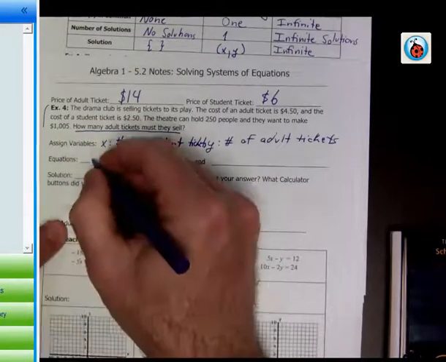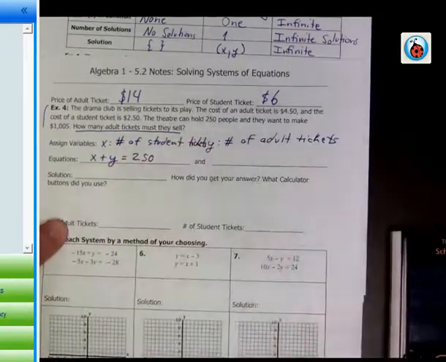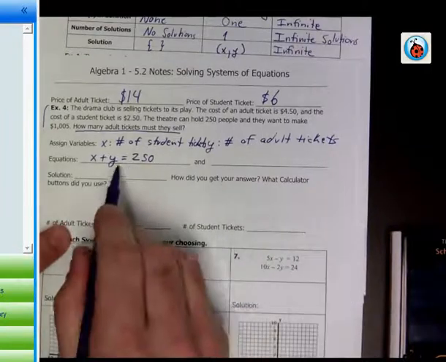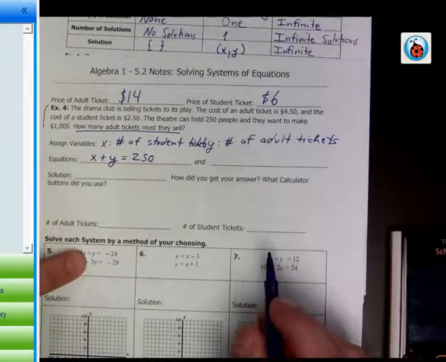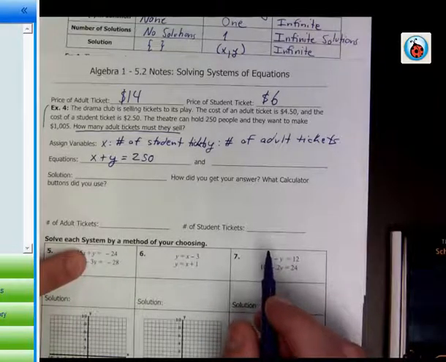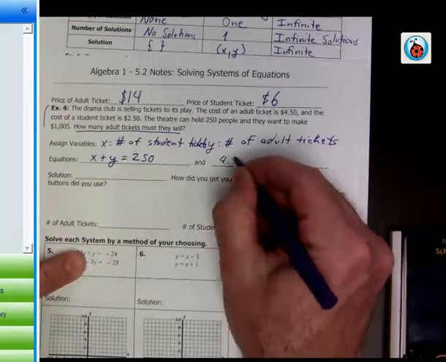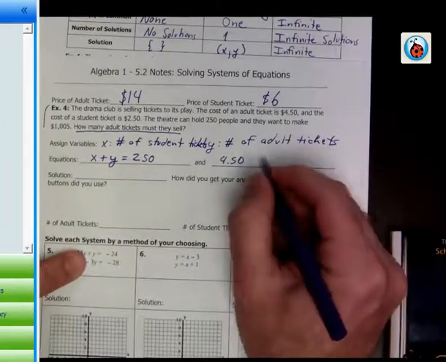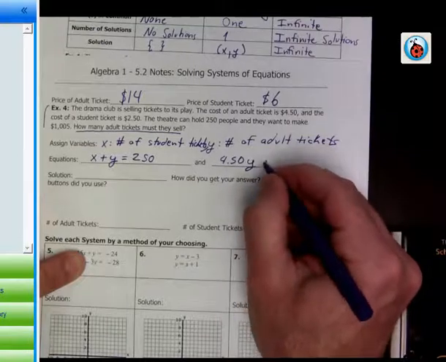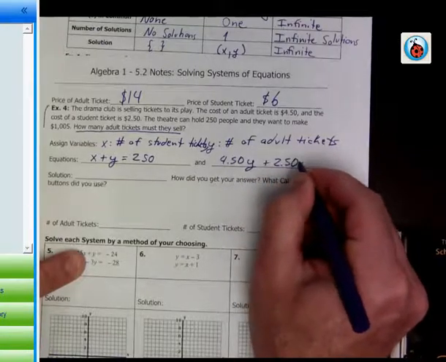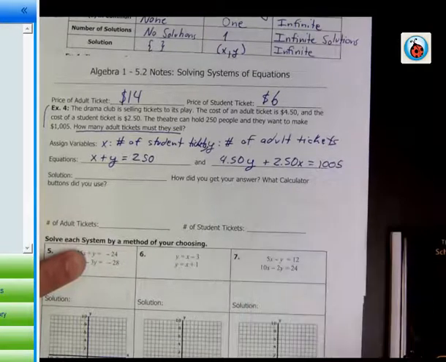So it can hold 250 people, so that means this has to be less than or equal to 250, but since we're not doing inequalities, we're doing equations, I'm going to say it's equal. And they want to make $1,005, so 450 times the number of adult tickets I sell plus 250 times the number of student tickets must be equal to 1,005.